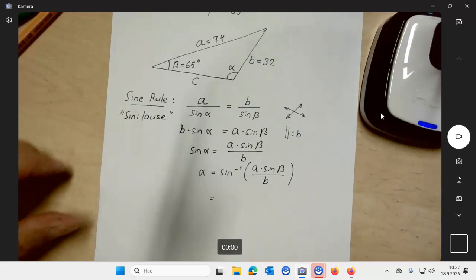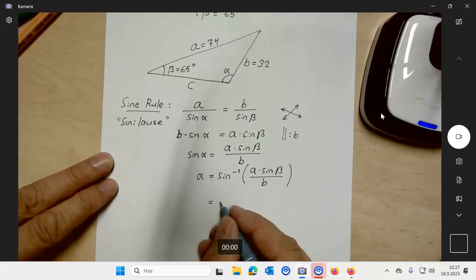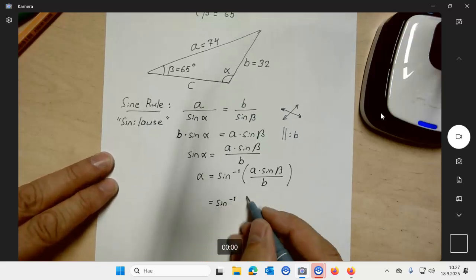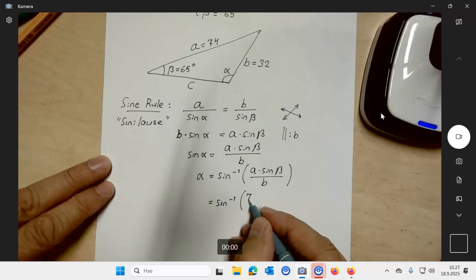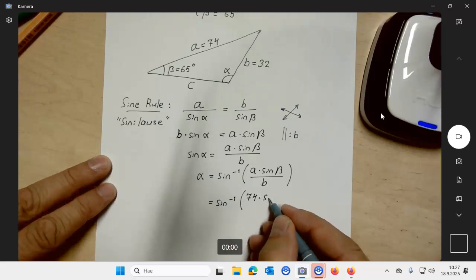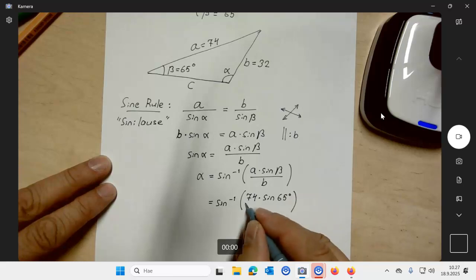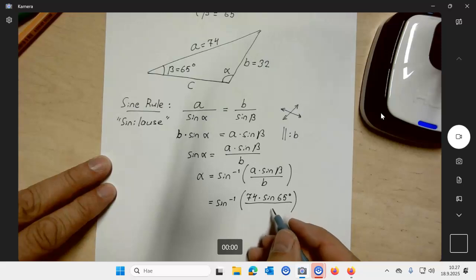And now we are able to put those numbers in this formula: 74 times sine 65 divided by 32.